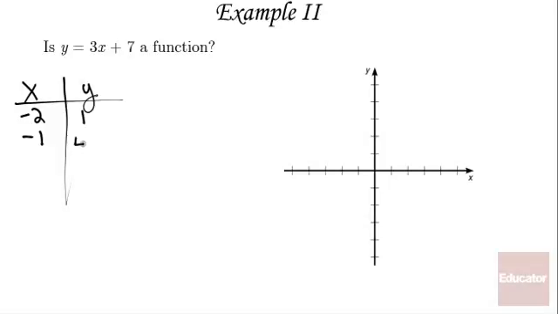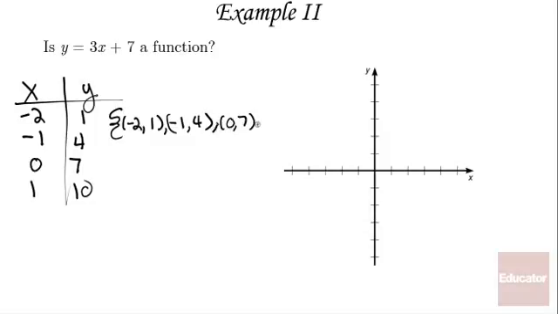And if I did that for multiple values, I would come up with a table that gives me some ordered pairs: -2, 1; -1, 4; 0, 7; and 1, 10. Now that I have these ordered pairs, I can graph this relation, which is possibly a function, and then use the vertical line test. So my first point is -2, 1. My second point is -1, 4. My third point is 0, 7. It's going to be about up here. And my fourth point is 1, 10, which is going to be way up.